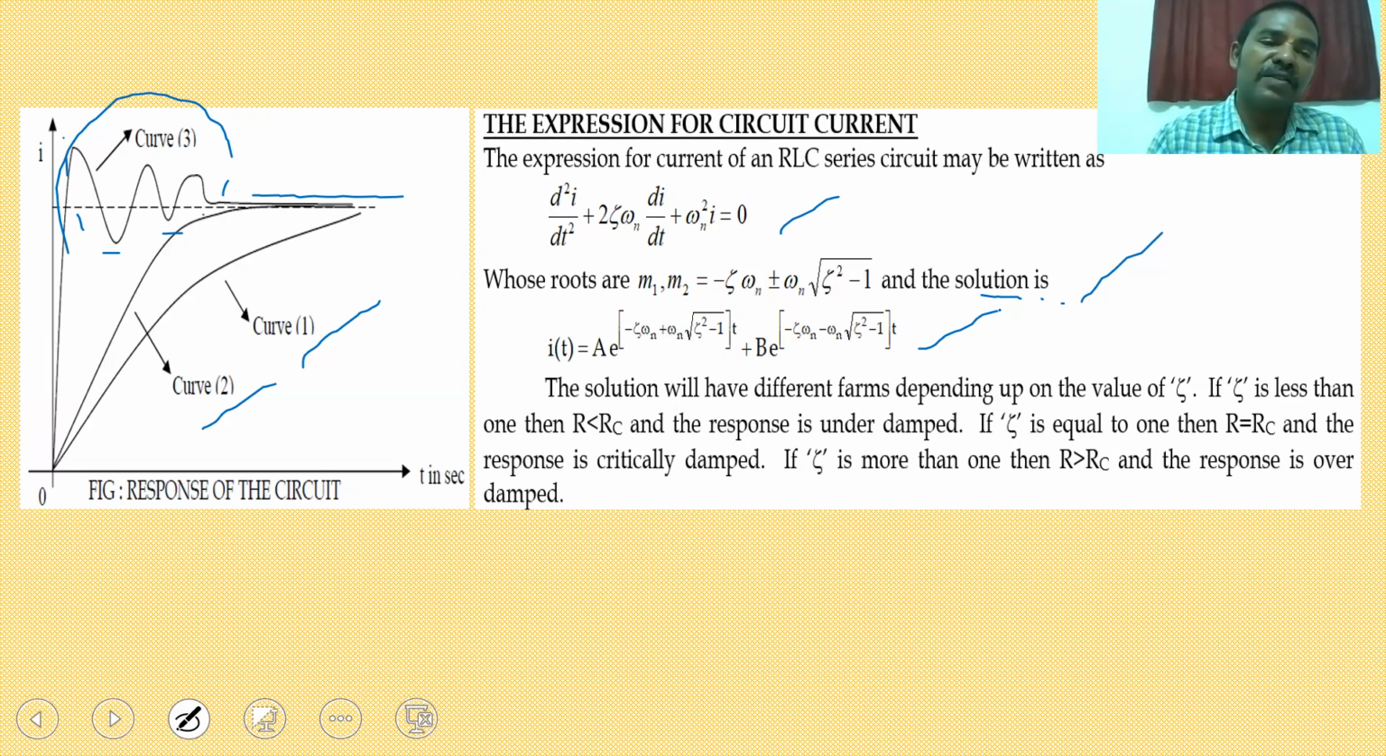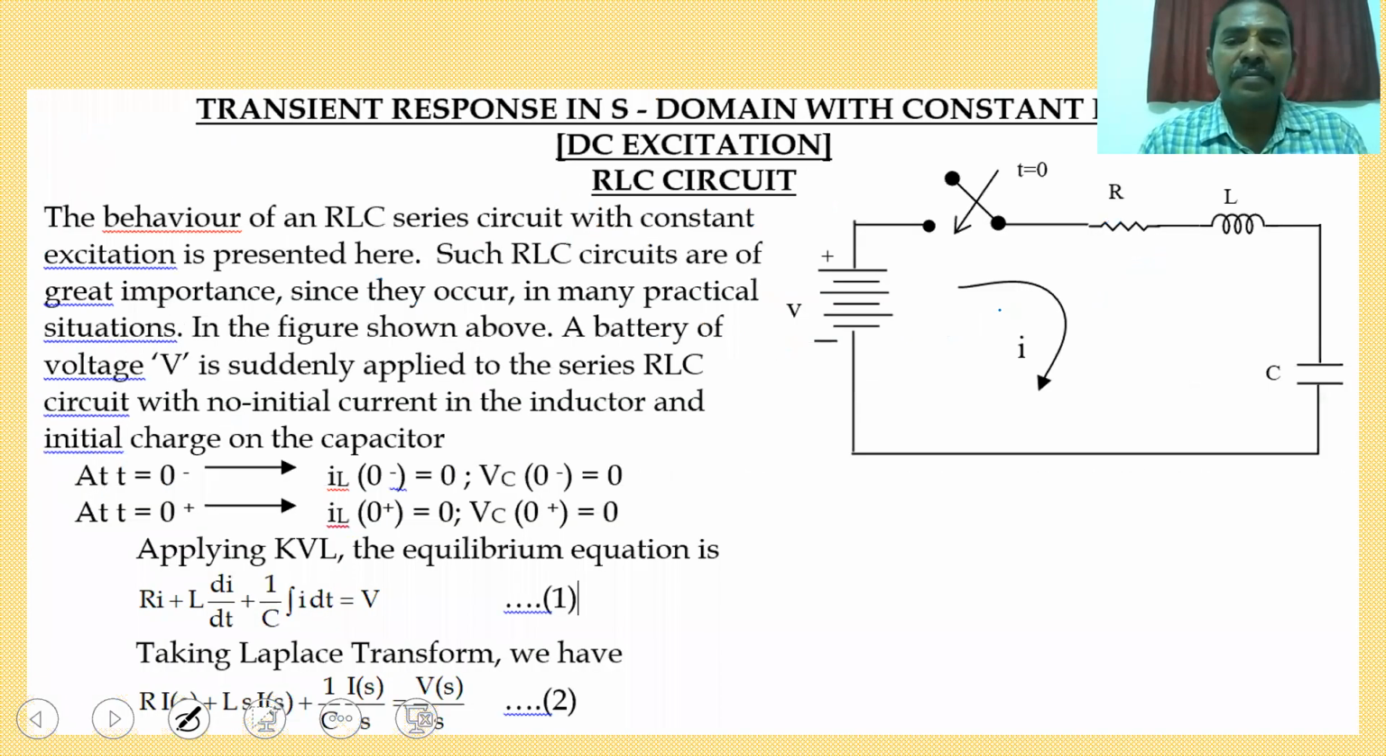So while you are coming to S domain, it is the same thing only, the circuit is not changed. R, L and C are connected in series with a step excitation of V volts. A current will flow through the circuit after the switch is closed at t is equal to 0. So the initial conditions, I of 0 minus: inductor current is 0, capacitor voltage is also 0. So at t is equal to 0 plus, the inductor never takes instantaneous currents and the capacitor never takes instantaneous voltages. So IL of 0 plus is 0, VC of 0 plus is also 0.